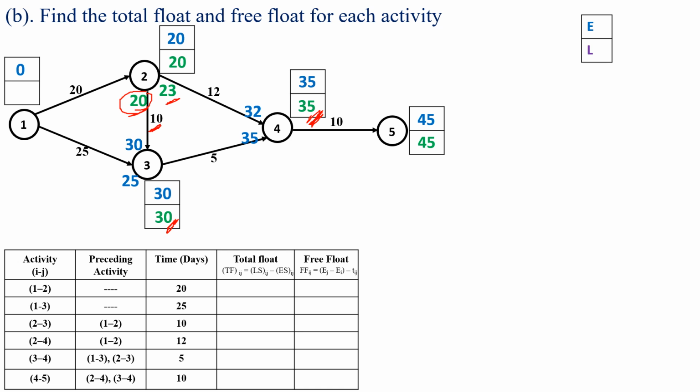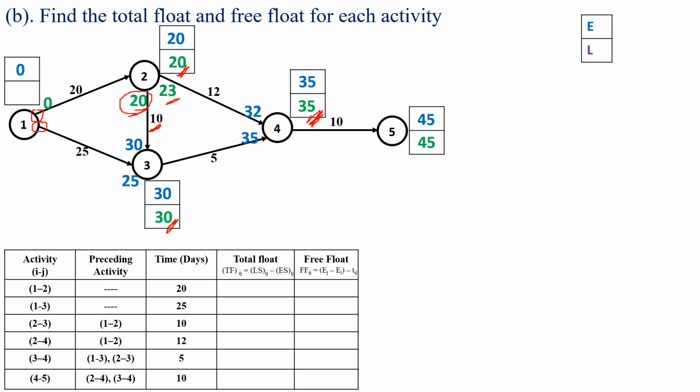So next we have to look for the activity 1 to 2. Here also observe event 1 is the burst event for the activities 1 to 2 and the 1 to 3. So first we have to look for the activity 1 to 2. For the activity 1 to 2, latest finish time is the 20 and start time will become the 20 minus 20, it is the 0.